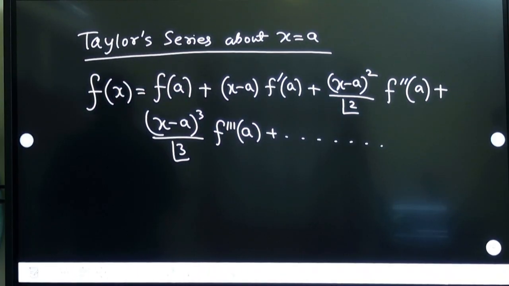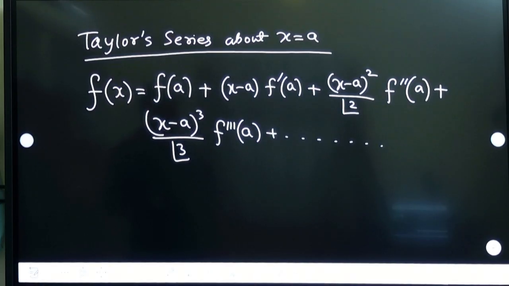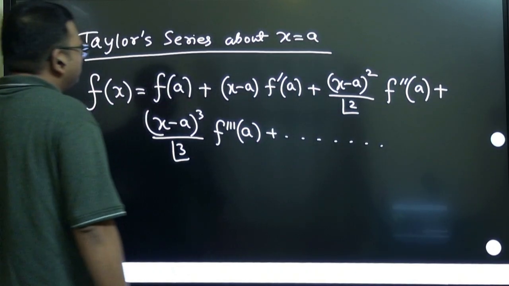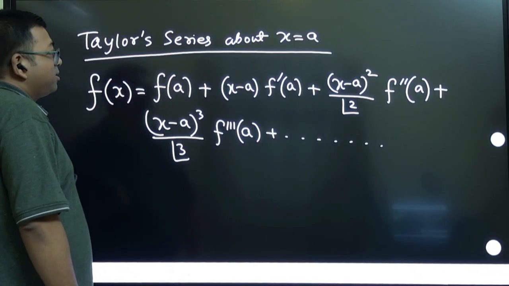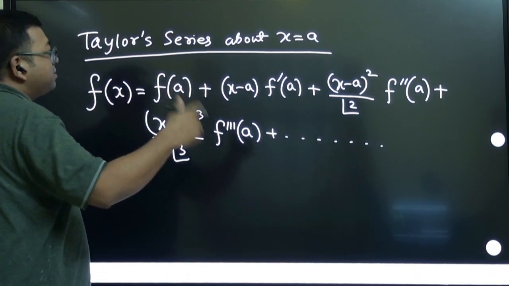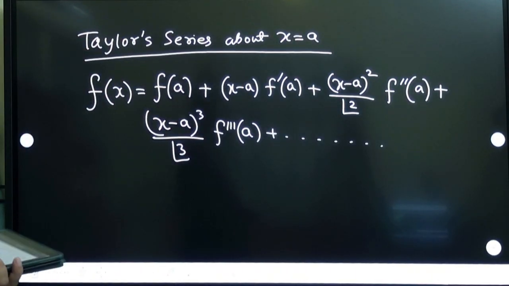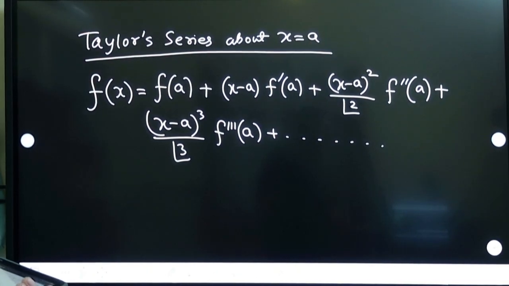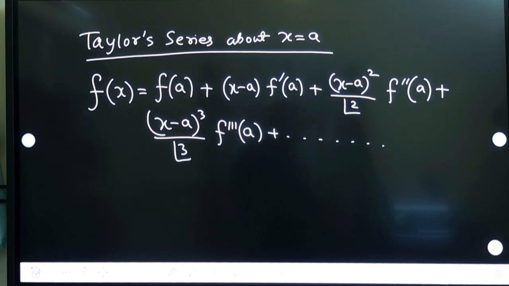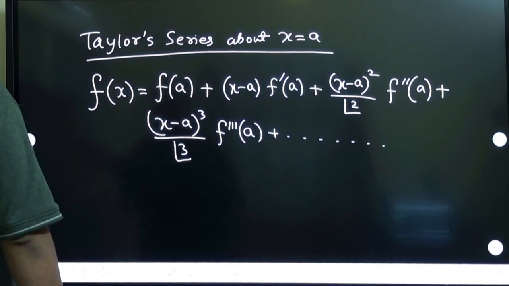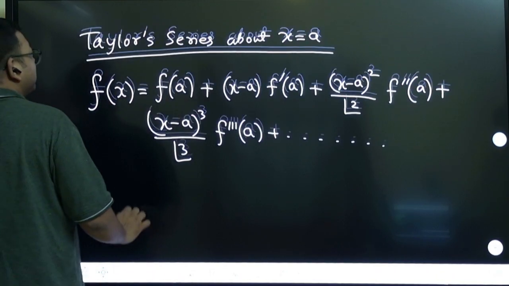Now let me explain what this idea is. It's a very nice, beautiful idea of maths. This single f dash means single differentiation, f double dash means double differentiation, triple dash means triple differentiation. Okay, I'll explain the meaning of this. Very, very beautiful meaning it has.